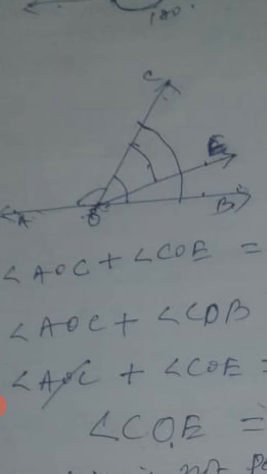What do we have to do? We have to draw a ray OE which is opposite to OA. This is the method of contradiction, where we suppose something, and if our supposition becomes wrong, then we see that our supposition is not good, so the first fact is true.